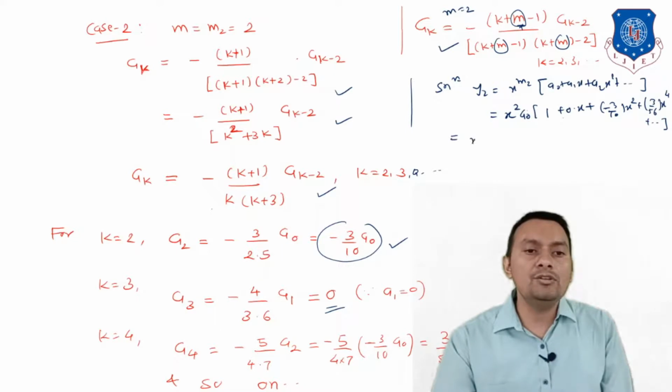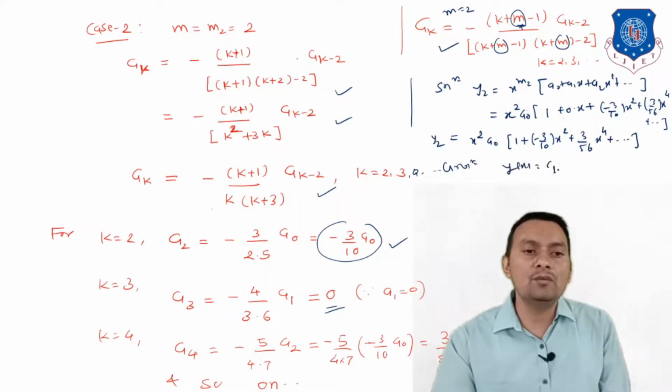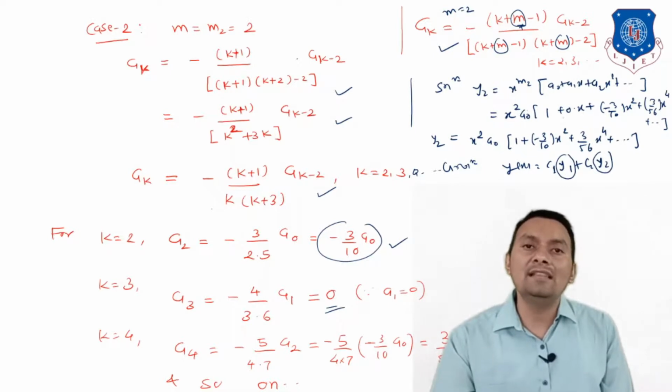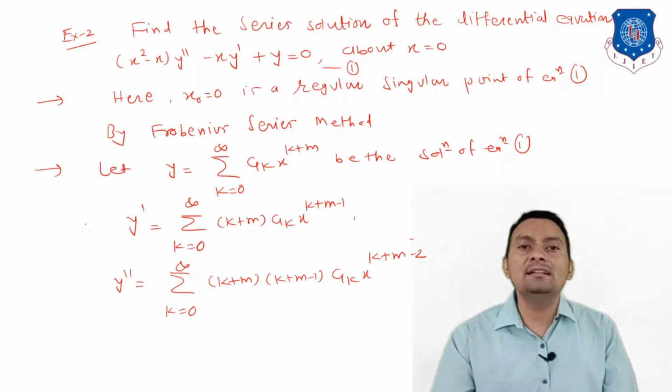So finally what you are getting is x square a0 times 1 minus 3 divided by 10 x square plus 3 divided by 56 x raised to 4 plus and so on, and this is y2. Therefore the general solution is given by phi of x equal to c1 y1 plus c2 y2. So whatever y1 and y2 are, just replace them over here, and that will be the final solution. Now let us see another question.